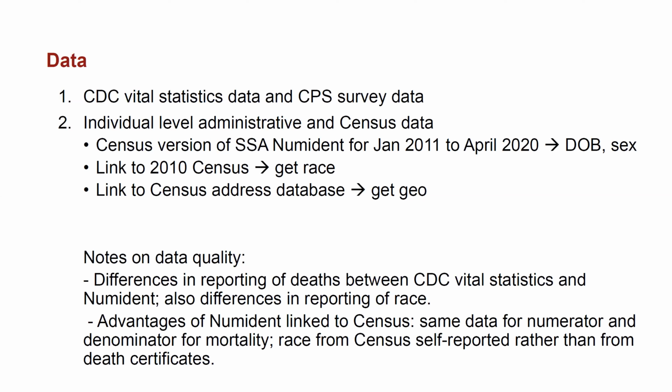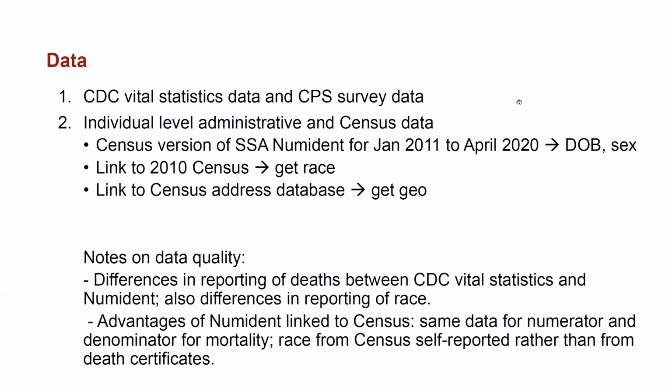People are born, they get into the NUMIDANT file, so we observe their date of birth, and whenever they die, we observe their date of death. So it's a rolling file of all individuals who have a US Social Security number. That's a rough definition of that. From the NUMIDANT file, we'll be able to observe people's date of birth as well as sex.